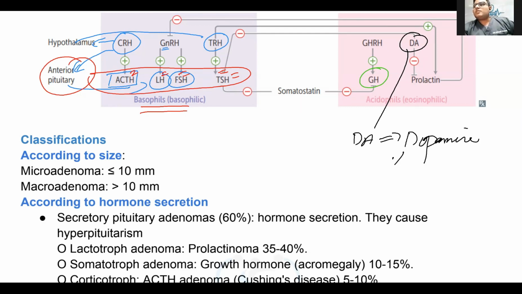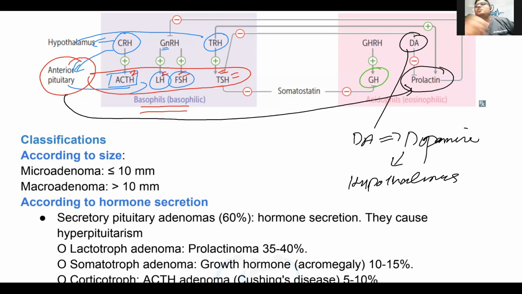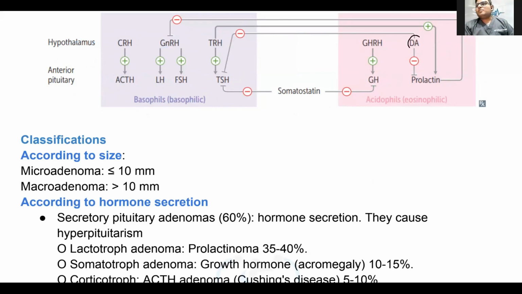That dopamine is released from the hypothalamus and it acts on the anterior pituitary. So it inhibits prolactin. Remember it. And also this dopamine inhibits TSH. You can see here, this inhibits TSH release also. So dopamine is inhibiting prolactin as well as TSH from the anterior pituitary.